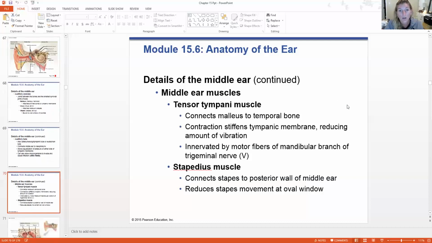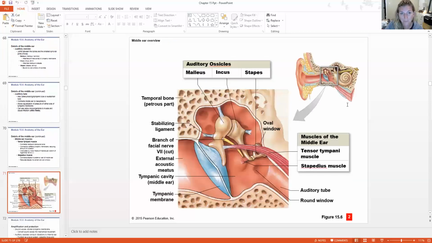Your middle ears also have muscles associated with them. There's the tensor tympani muscle. This connects the malleus to the temporal bone. It can contract and stiffen the tympanic membrane, reducing the amount of vibration that you're feeling or sensing. It's innervated by the motor fibers of the mandibular branch of the trigeminal nerve, cranial nerve number 5. There's also the stapedius muscle. This connects the posterior wall of the middle ear and reduces the movement of the stapes at the oval window. Here you see some of these little muscles holding these bones in place.